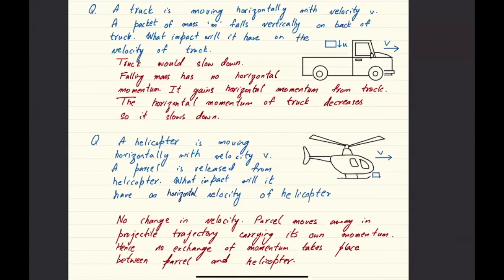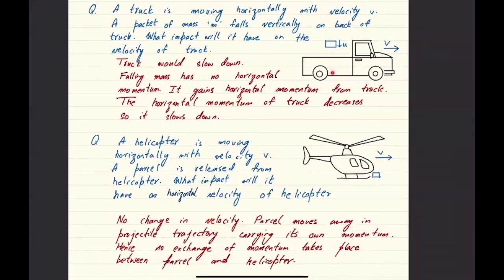Okay, so these are two examples that I would want you to understand. Let's say there's a truck moving horizontally and something lands, falling vertically on top of the truck. So that will cause the truck to slow down. That's because when the parcel fell onto the truck, it never had any horizontal momentum. But when it landed on the truck, it started moving horizontally with the truck. So that means it gained horizontal momentum from the truck. And hence the horizontal momentum of the truck would decrease and the truck is going to slow down.